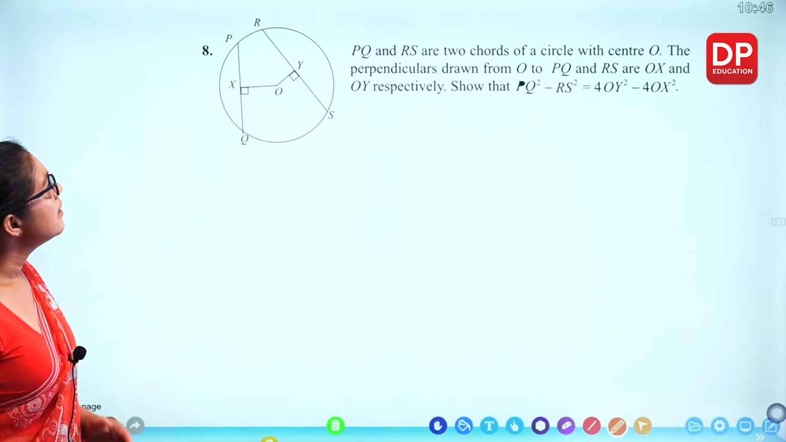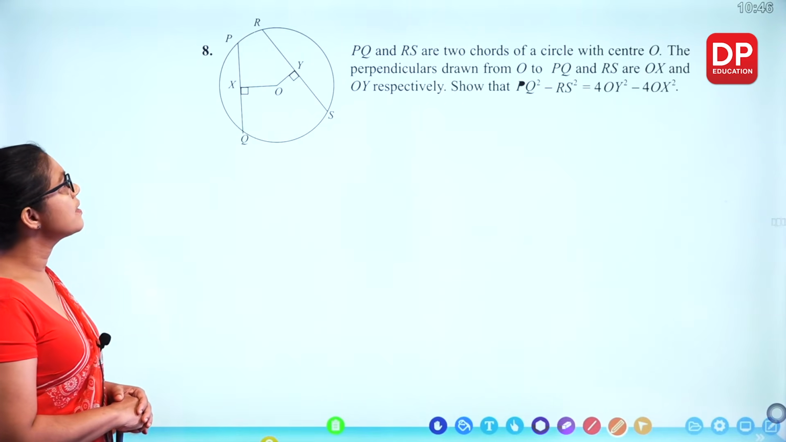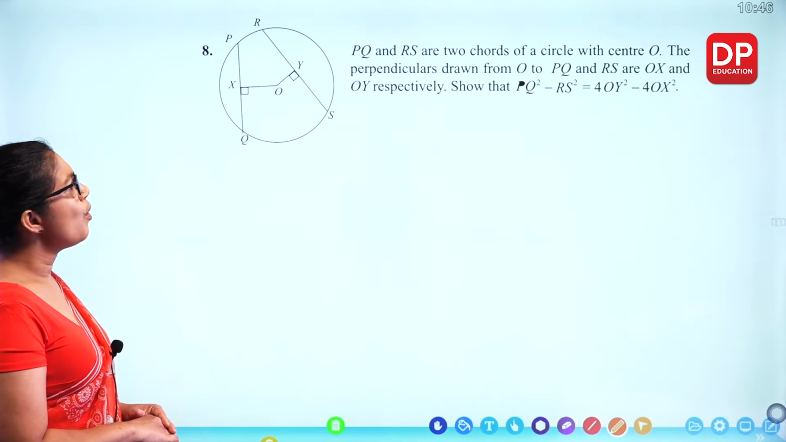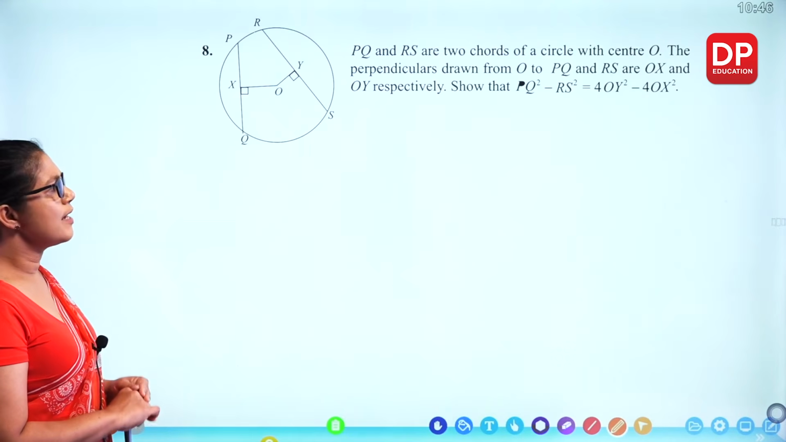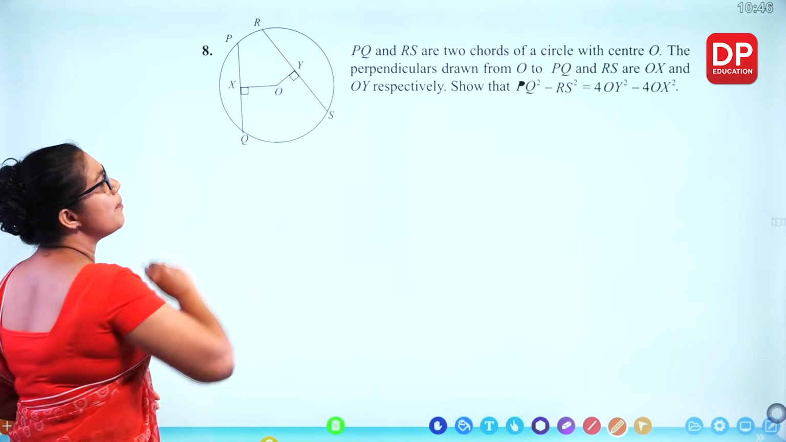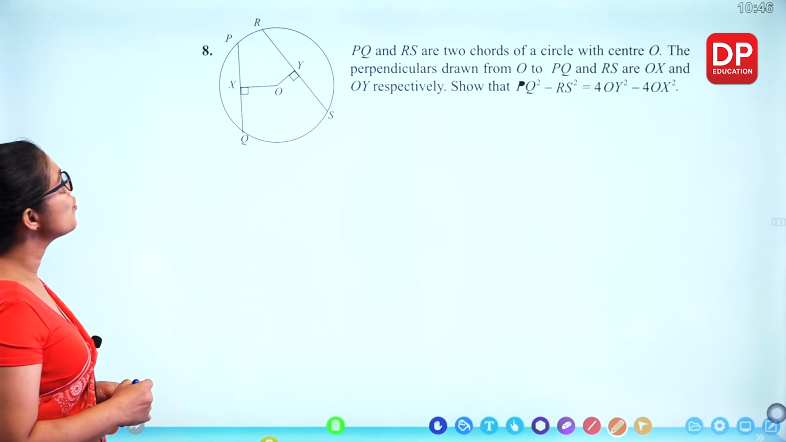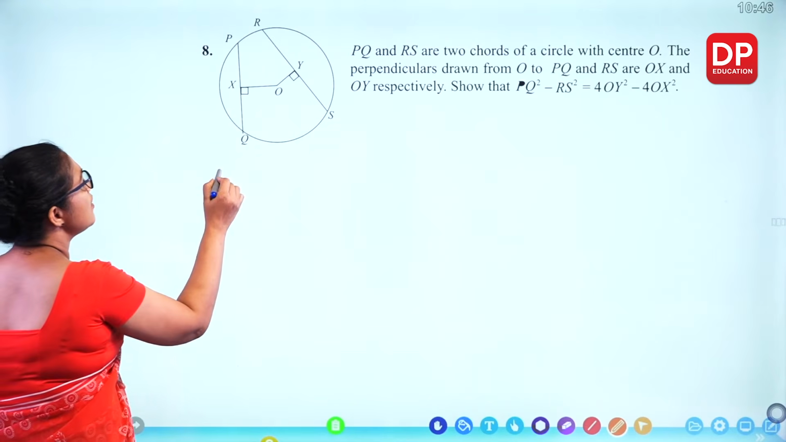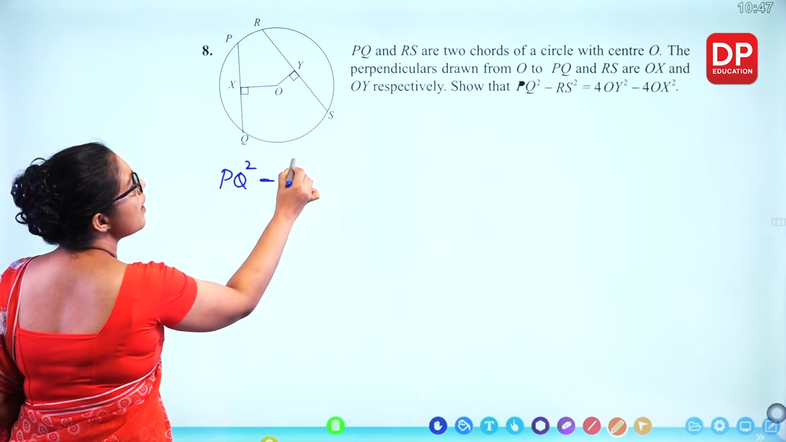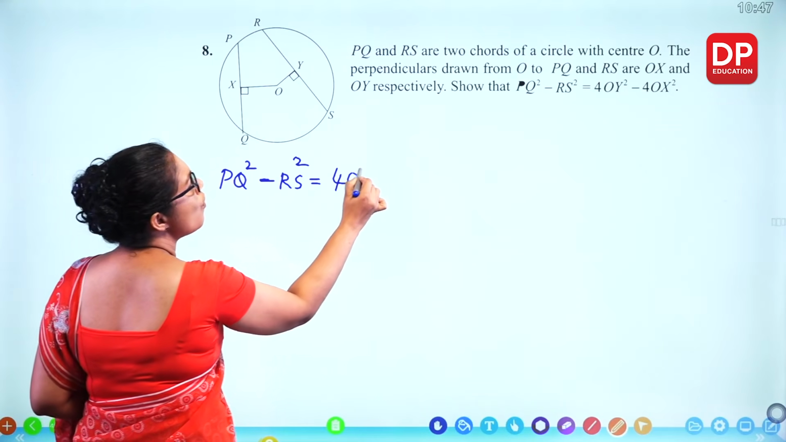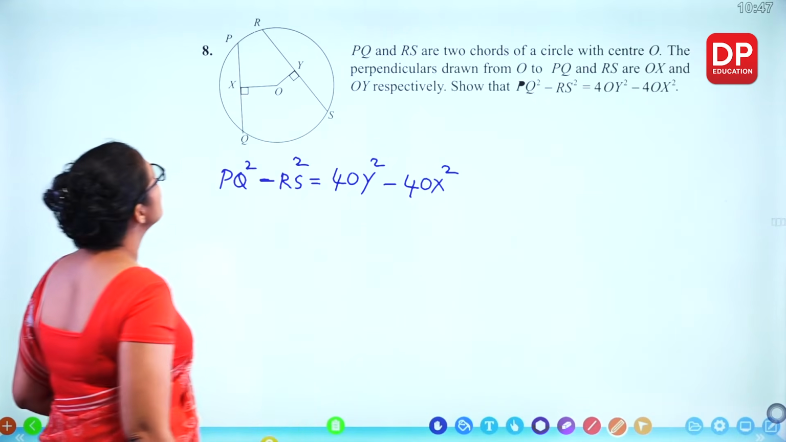So here again this is about a circle. PQ and RS are two chords of a circle with center O. The perpendiculars drawn from O to PQ and RS are OX and OY. Already given perpendiculars, and you have to show that PQ squared minus RS squared is equal to 4OY squared minus 4OX squared.